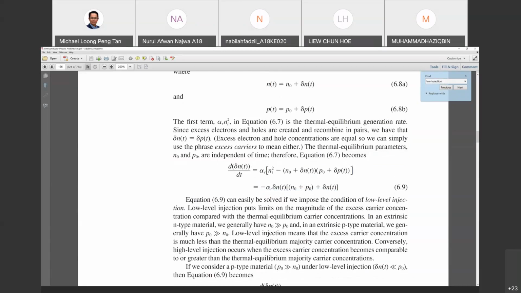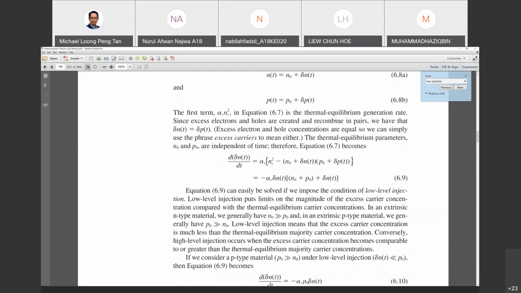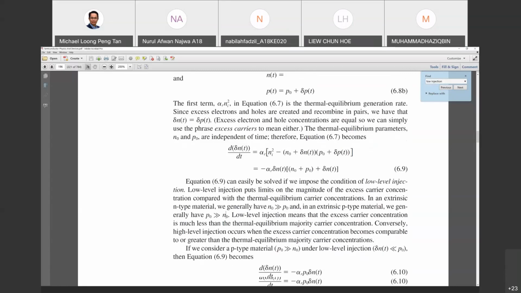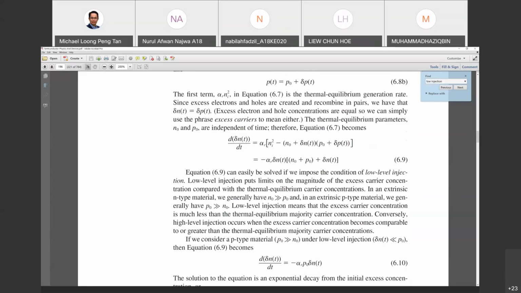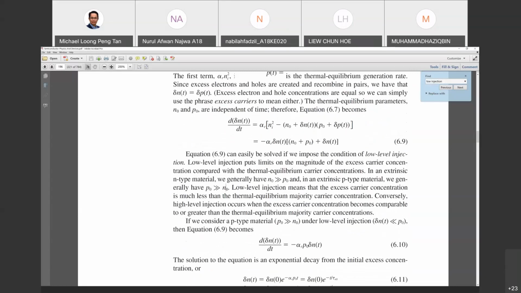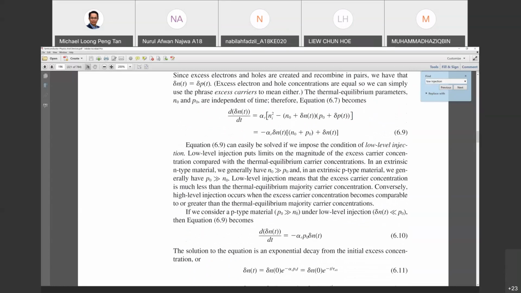So you say that if you have an N-type material, then n is more than p. And if you have a P-type material, p is more than n. Low level injection means that the excess carrier concentration is much less than the thermal equilibrium majority carrier concentration. If you have a high level injection, which means that your excess carrier concentration becomes comparable to or greater than the thermal equilibrium majority concentration. So after that, if you compare p more than n, these terms here try to cancel each other. They cancel. Just now I showed you what cancels.